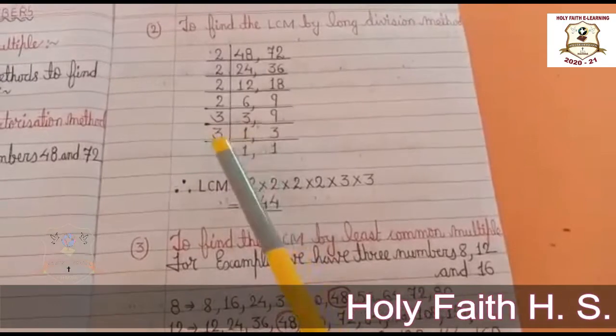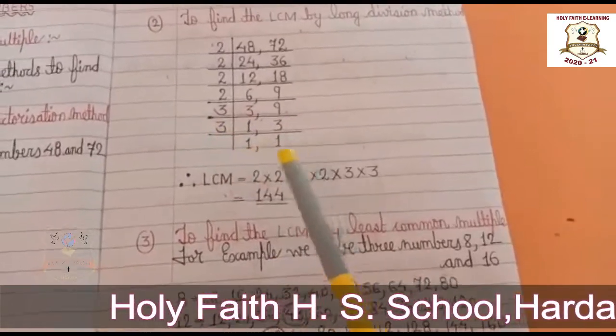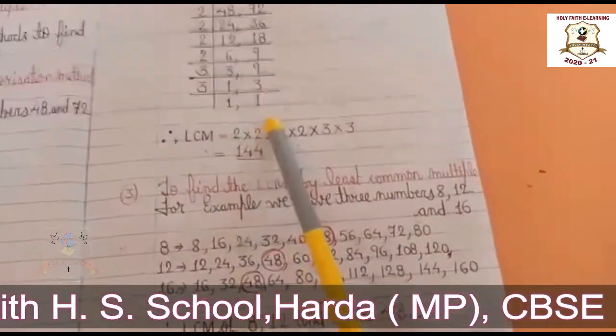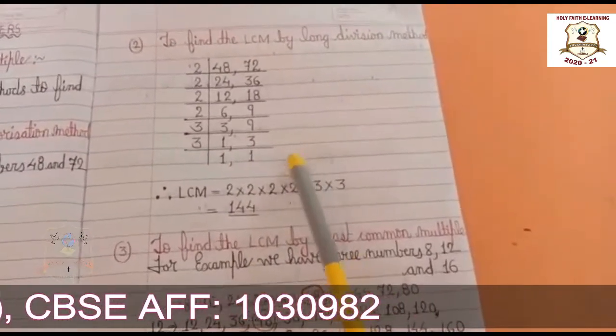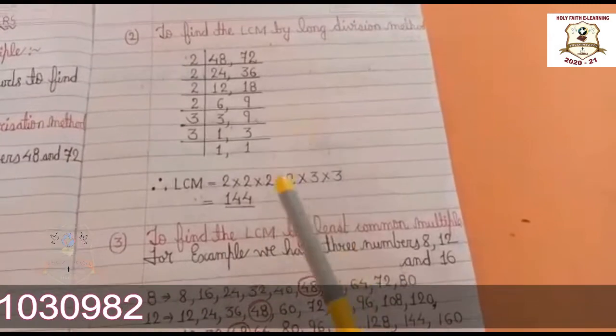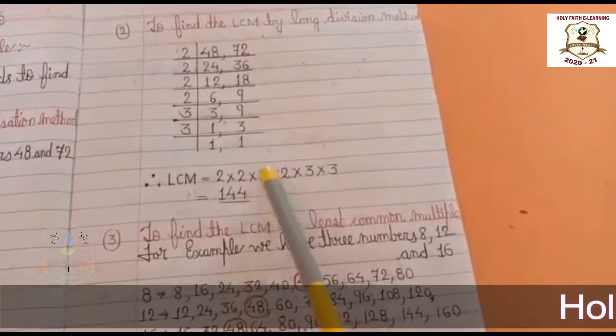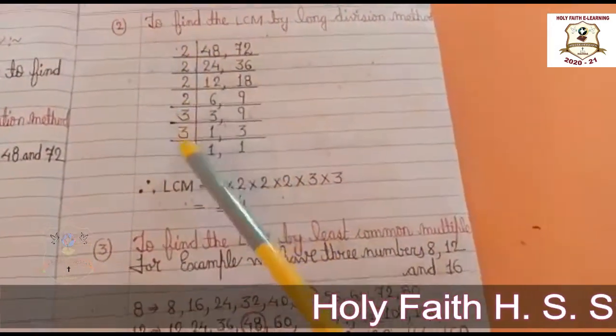So 3 1s are 3 and 3 3s are 9. Same here, 3 1s are. Okay, now we have 1 1, which means our long division method is completed here, but we have to find the LCM also, na. So we multiply the given factors.